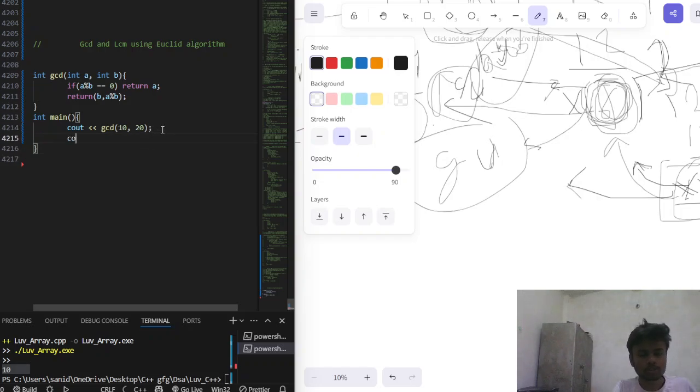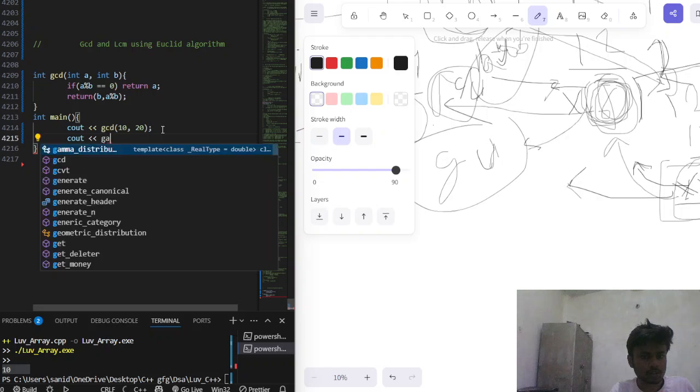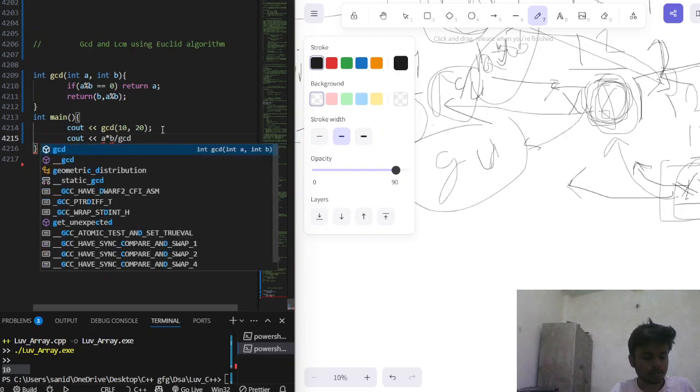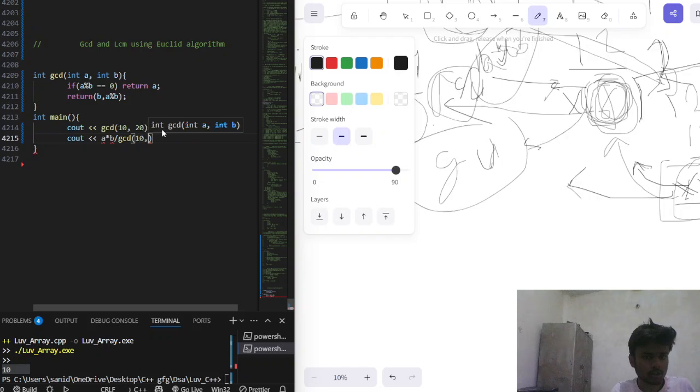If you want to see the least common multiple of those numbers, you can also get it by multiplying a into b, divided by the greatest common divisor of those numbers, which are 10 and 20.